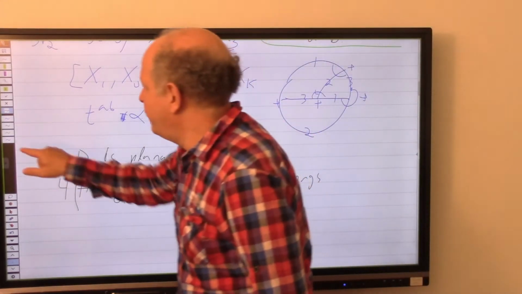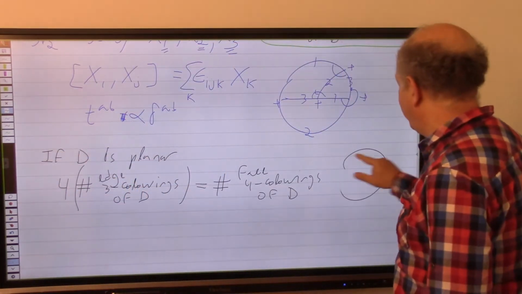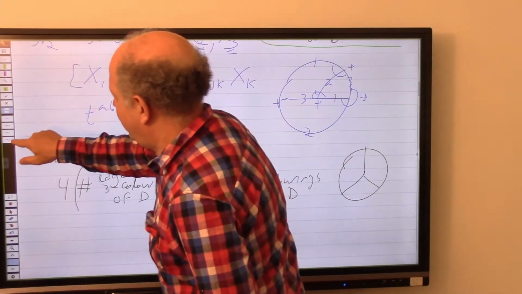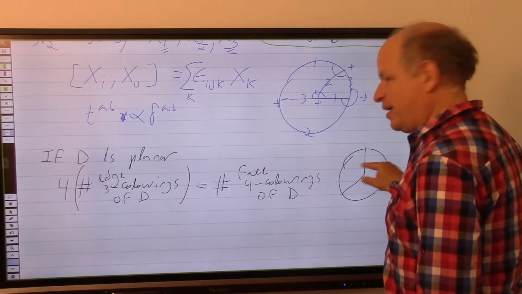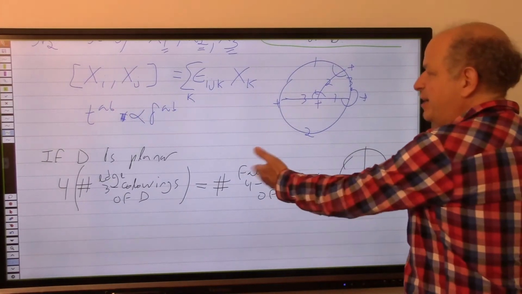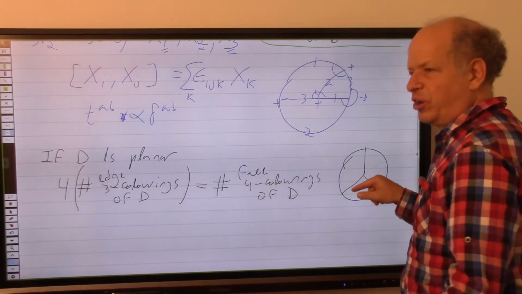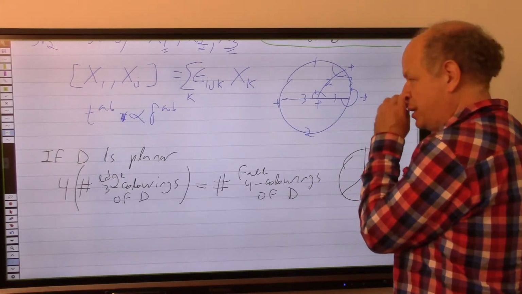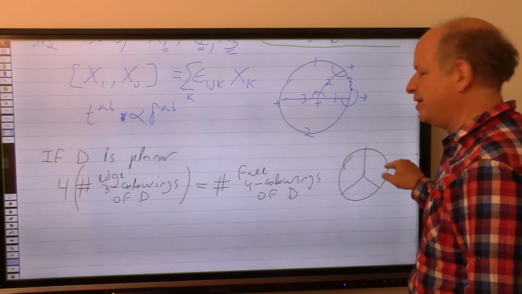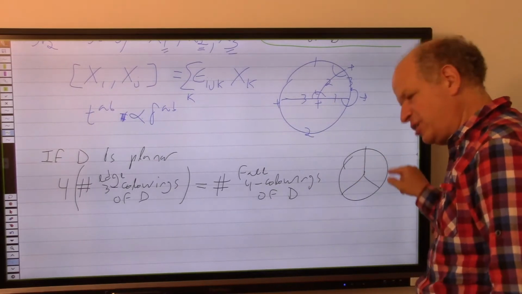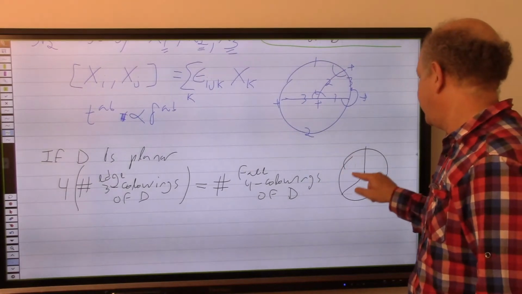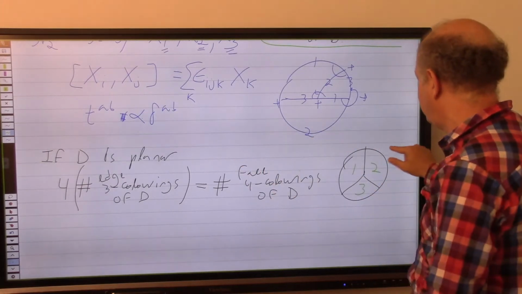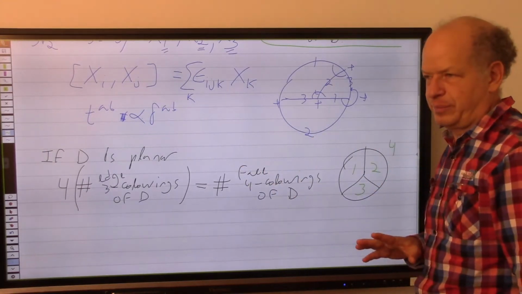So if you have a planar diagram, it defines a map, and then you can ask yourself, can you color the countries, namely the faces, with 4 colors, or how many ways can you color the countries so that no adjacent countries have the same color. So like here, one such coloring will be 1, 2, 3, and then the face at infinity is forced to be colored 4. Okay?